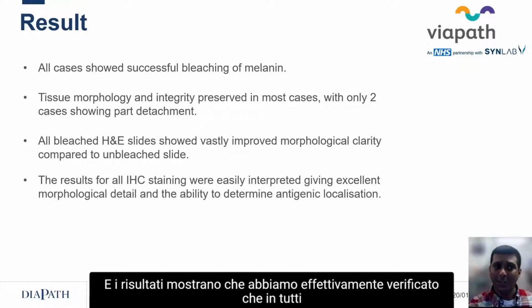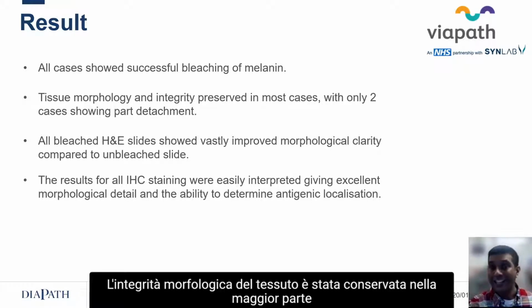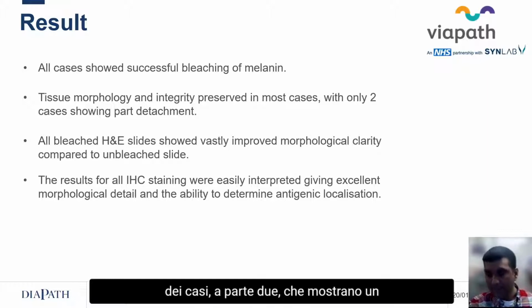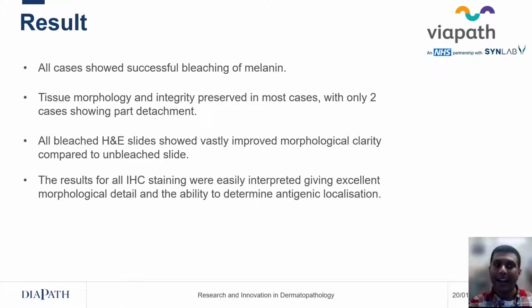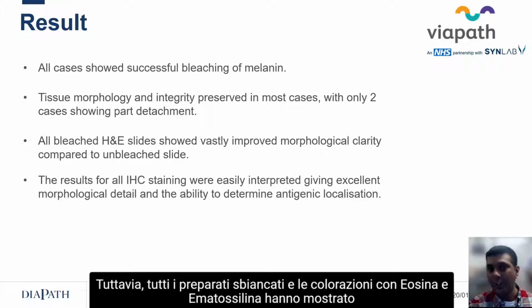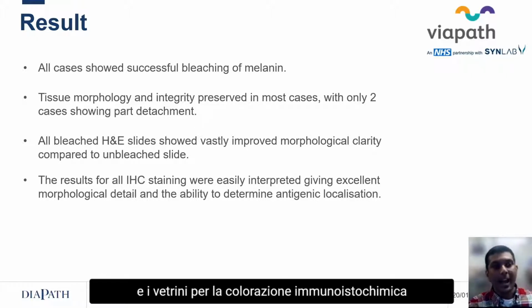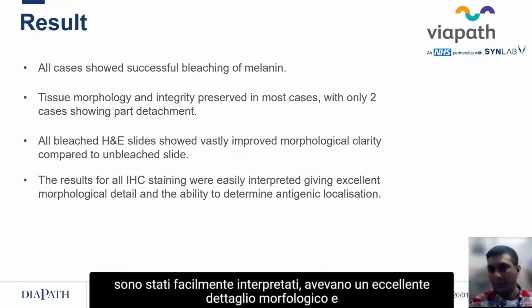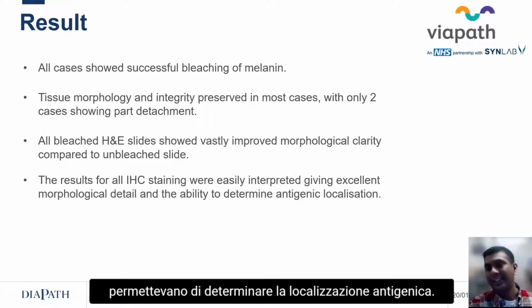So in the results, we found that all the cases showed successful bleaching of melanin. The tissue morphology integrity was preserved in most of the cases, apart from 2, which showed partial detachment, predominantly in the dermal region. However, all the bleached H&E slides did show vastly improved morphological clarity compared to the unbleached sections. And the results for the IHC stained slides were easily interpreted, giving excellent morphological detail and the ability to determine antigenic localization.